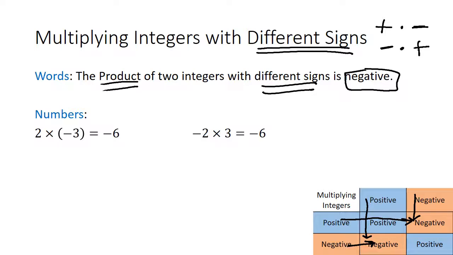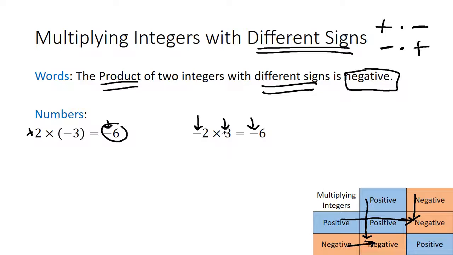So we look at this, we have a positive 2 times a negative 3 gives us a negative 6. And that's because our signs are different. We have a positive times a negative, so our answer is going to be negative. Again, here we have negative 2 times a positive 3, which means that our answer is going to be negative. It's going to be a negative 6.